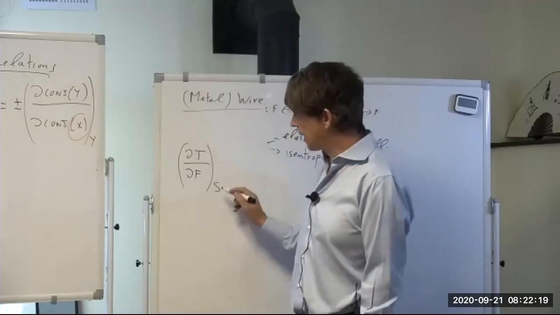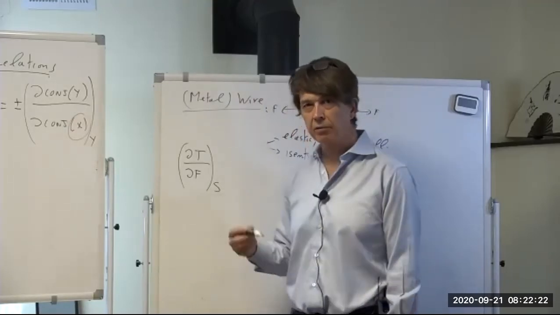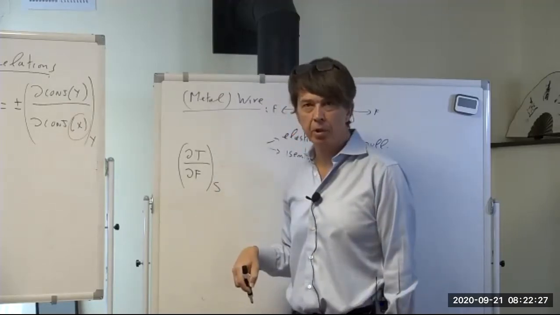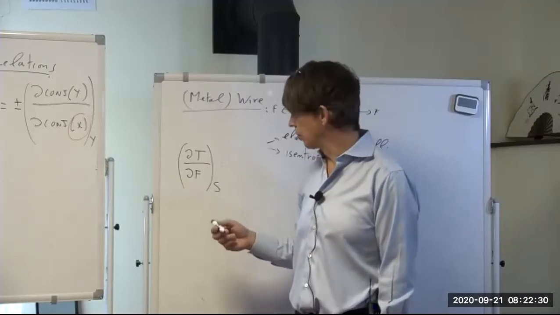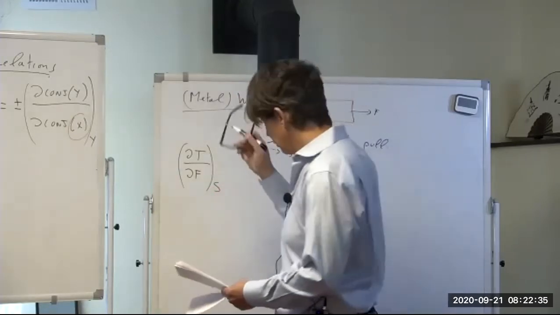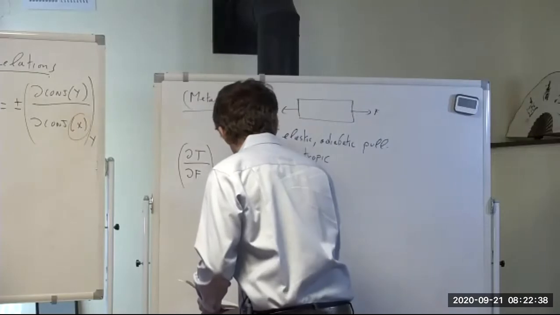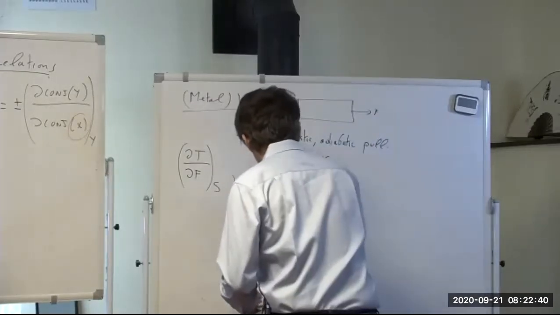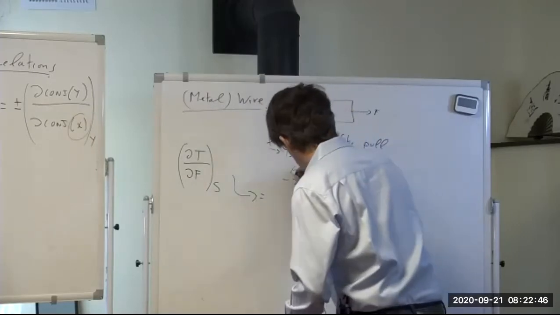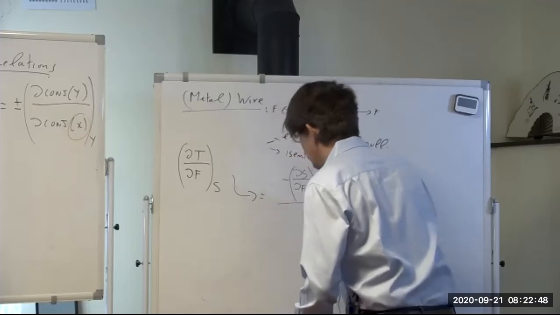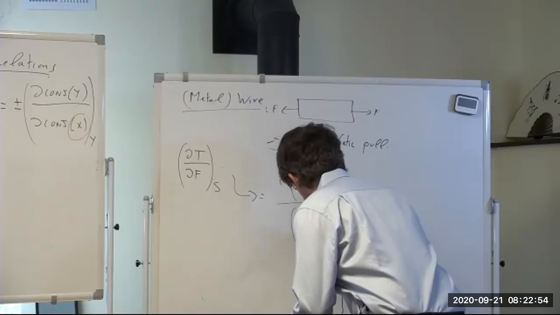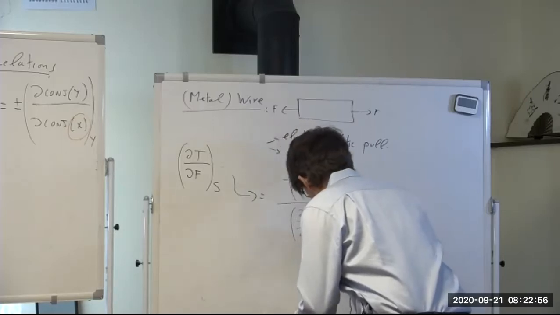So the way you do that is by using the cyclic rule. The cyclic rule is essentially a way of permuting the position of all the variables in your partial derivative. So if I use the cyclic rule, S is going to appear sometimes in the numerator, sometimes in the denominator, and I'm going to get rid of it. So let's do that. I'm going to use the cyclic rule. Then this becomes equal to minus dS/dF at constant T divided by dS/dT at constant F.